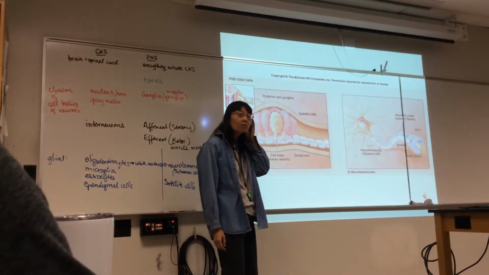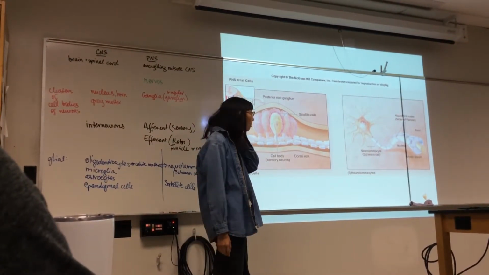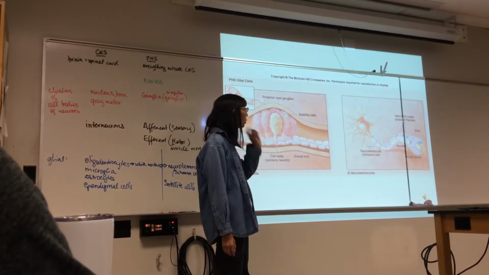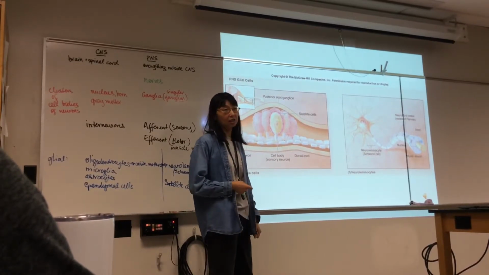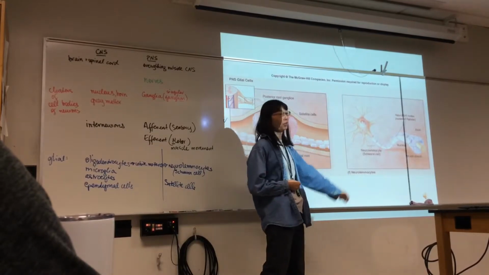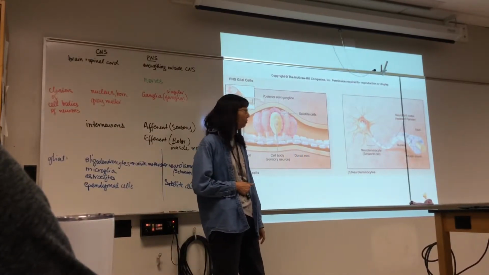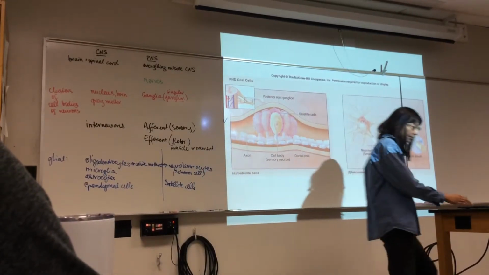The neurolemmocyte, is that like the white myelin sheaths are neurolemmocytes? Yes. Okay. The neurolemmocyte makes the myelin sheath in the peripheral nervous system. Okay. All right.